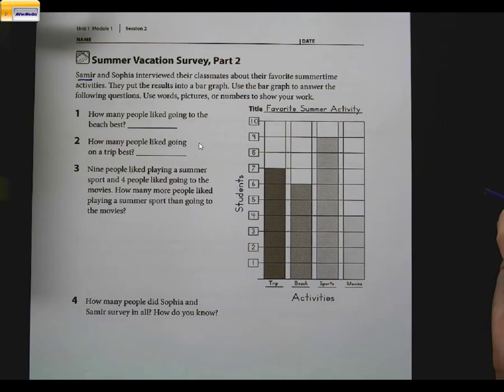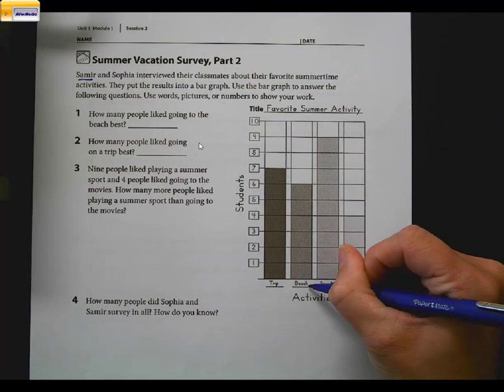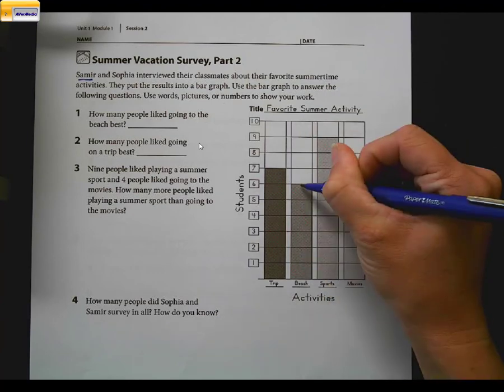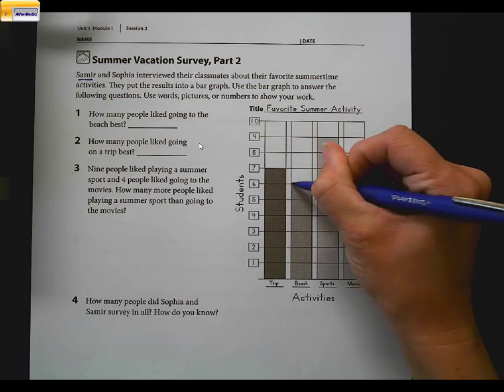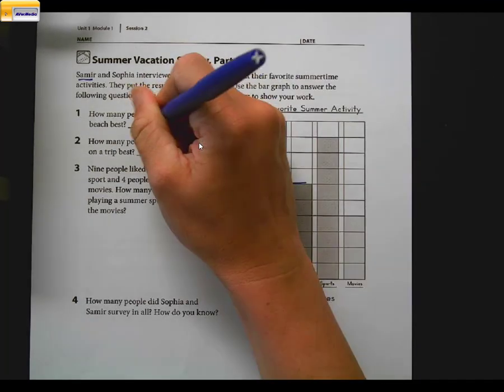So how many people liked going to the beach best? You go to the beach row, and then you can either count up, or you can just scoot up and see where it stops. So 1, 2, 3, 4, 5, 6. So 6 people liked going to the beach best.